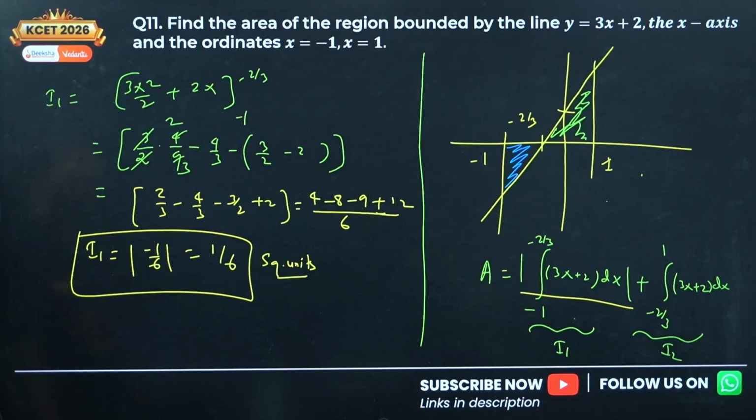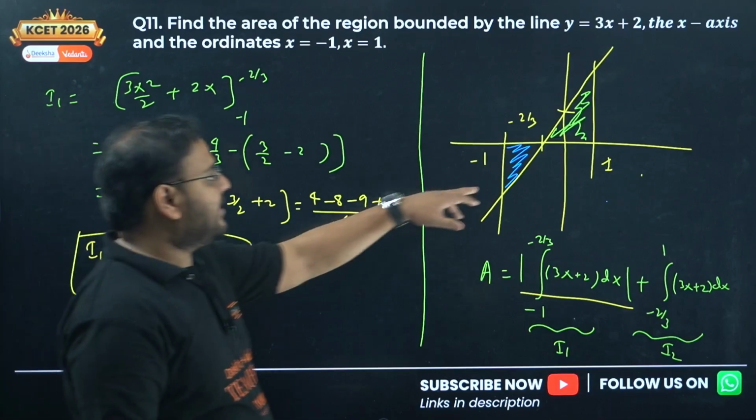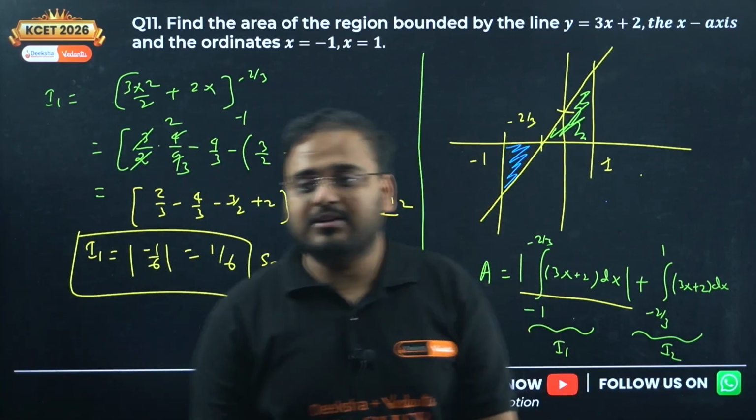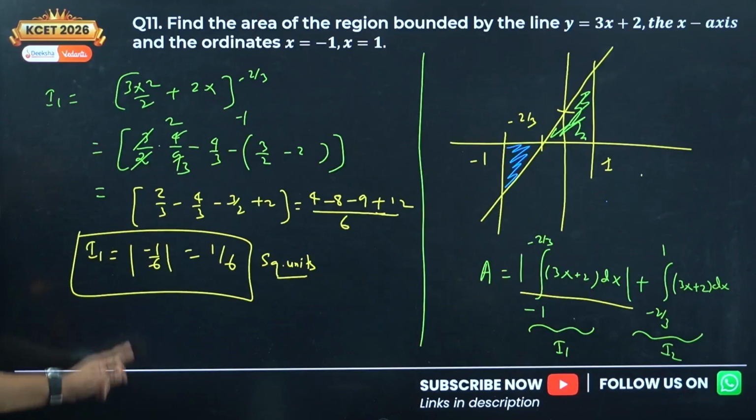Please check. From here to here, if you add both the areas, the green and the blue one, the answer will be 13 by 3. Check the calculation one more time.